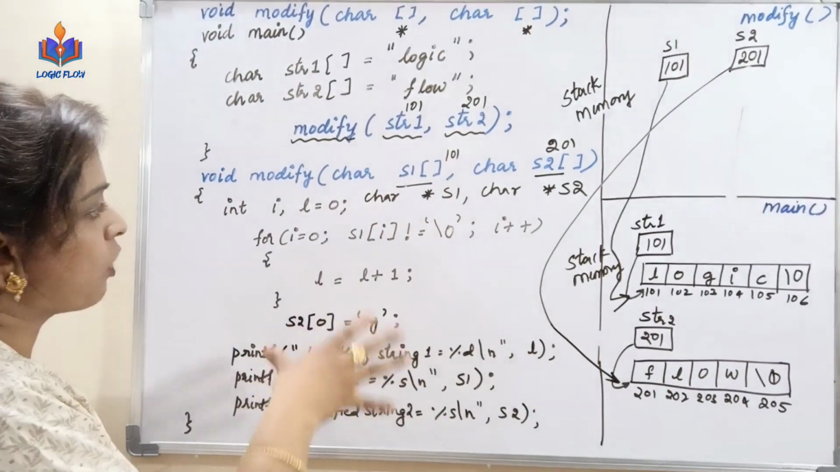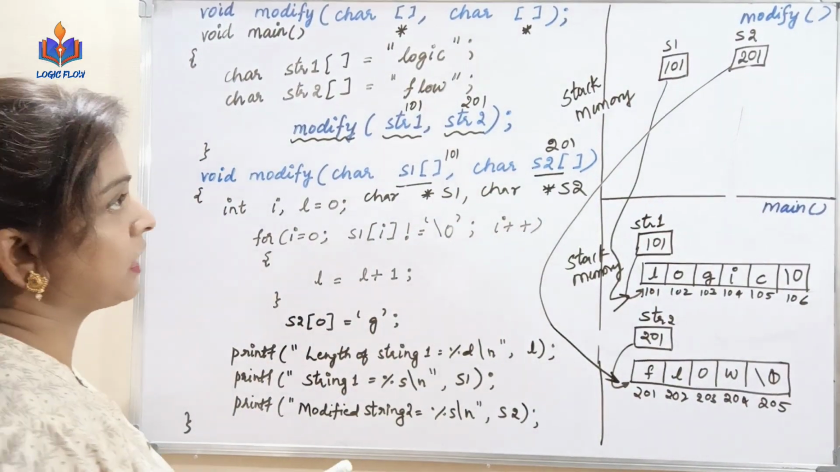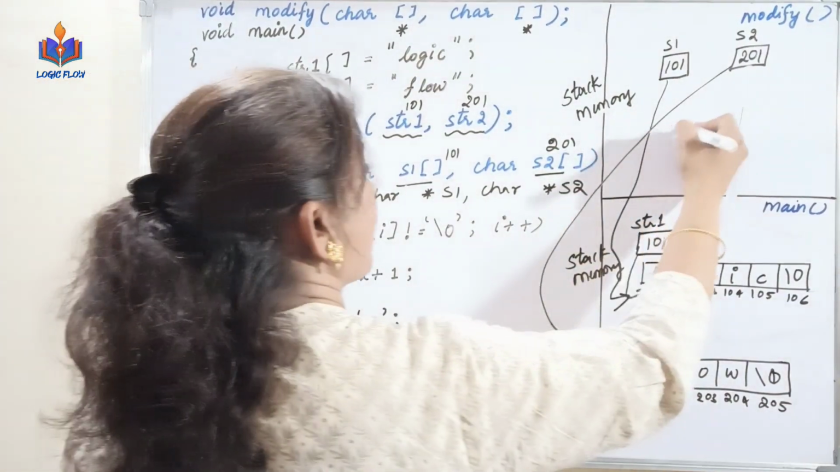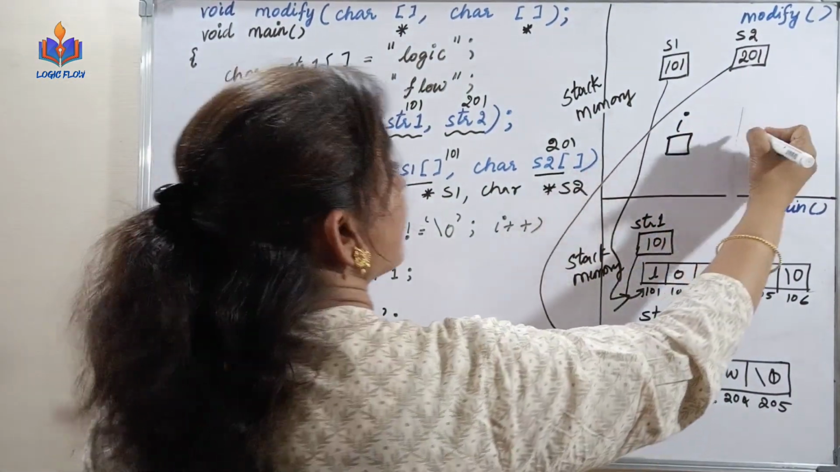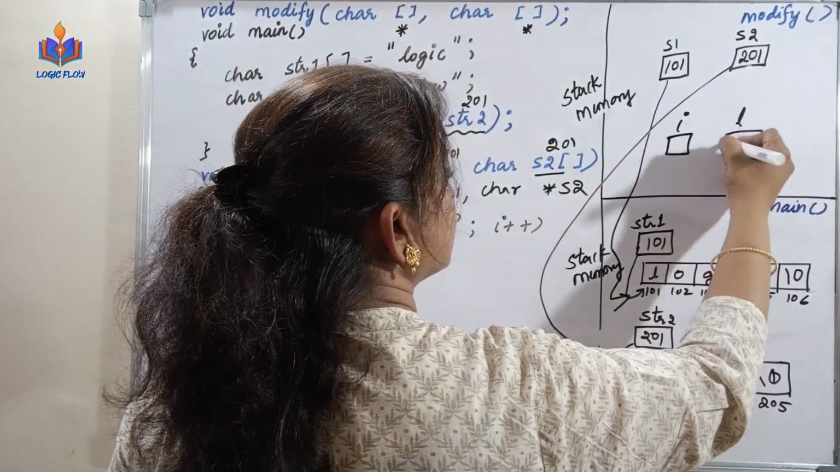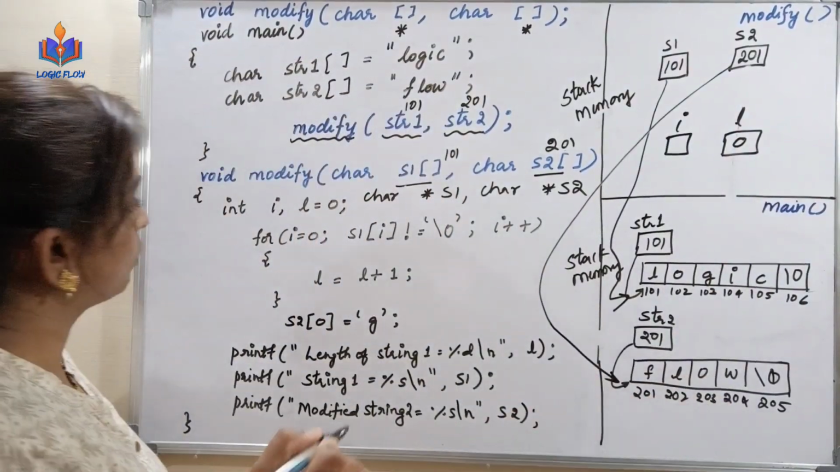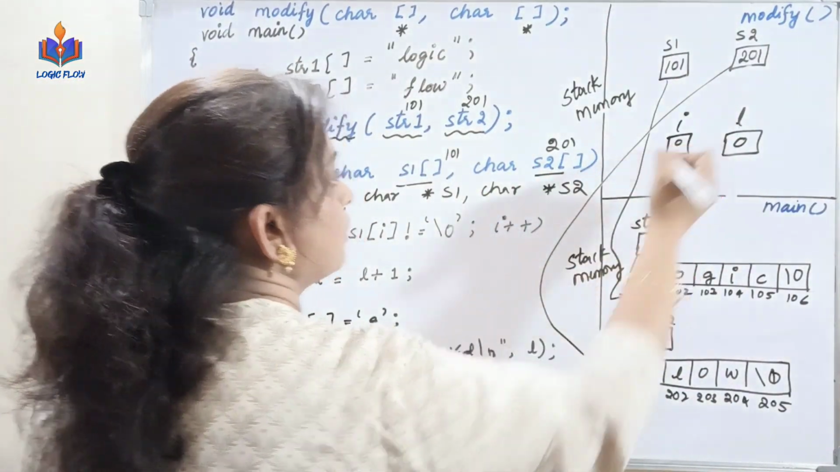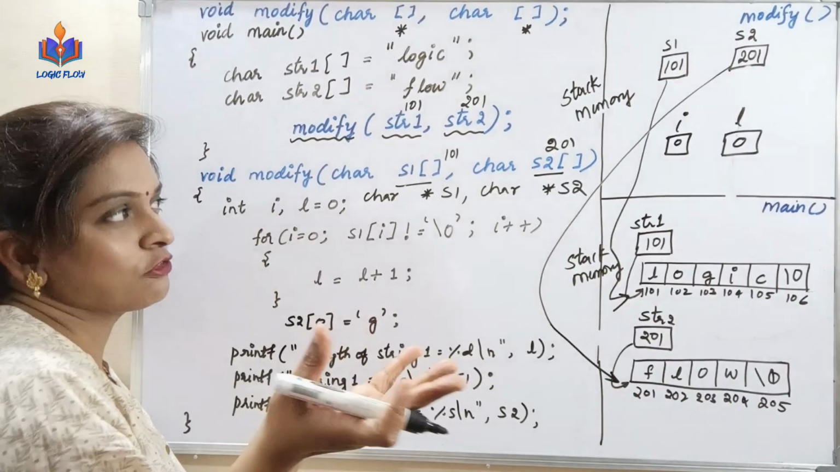In the modify function, we have still more variables, some more memory allocation. We have i, we have length. So length equal to 0, and i equal to 0. Now what do we do? We try to find the length of the string.